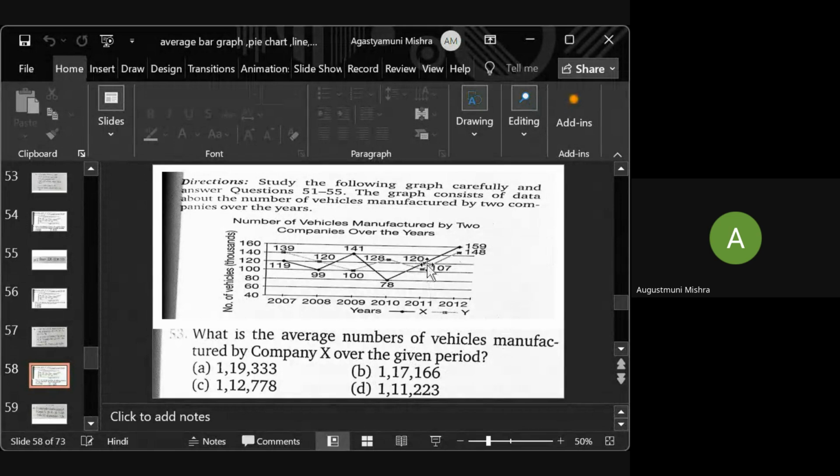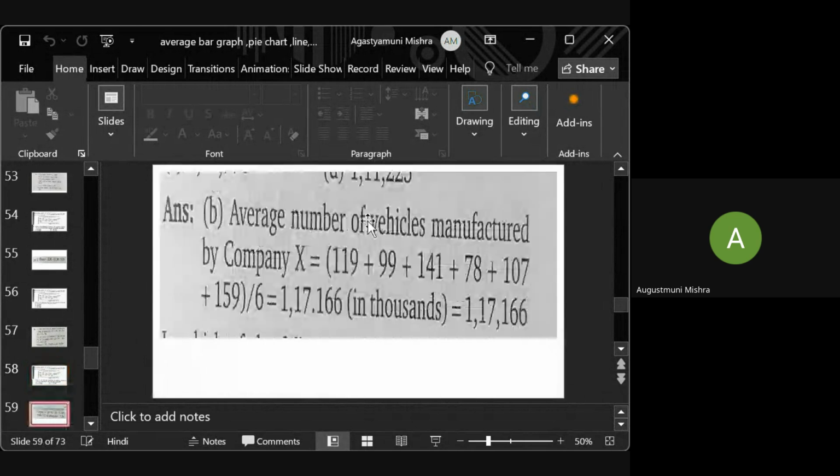Okay, most of you are saying A. I'm just going to change within half a minute. Most responses we have are A, that is 119,333, 1,19,032. Okay, now I'm going to change the slide, sir. I hope that is solved. Okay, so the correct answer is B.